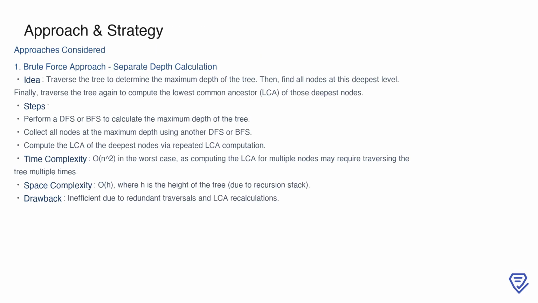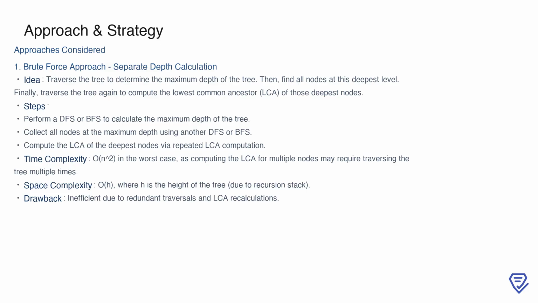To begin solving this problem, we initially consider the brute force approach, which involves separating the depth calculation and the LCA determination into multiple steps. First, we traverse the tree to calculate the maximum depth, which tells us how deep the tree goes. Once we know the maximum depth, we perform another traversal to collect all nodes at this deepest level. Finally, we compute the lowest common ancestor of these deepest nodes, which may require additional tree traversals.